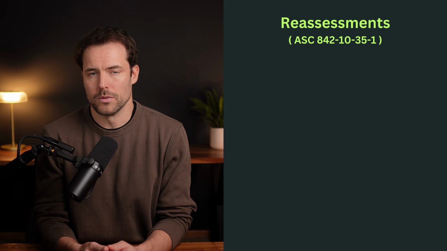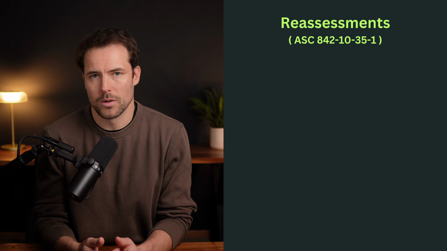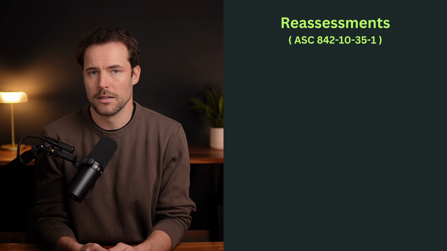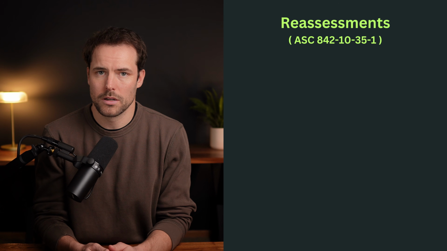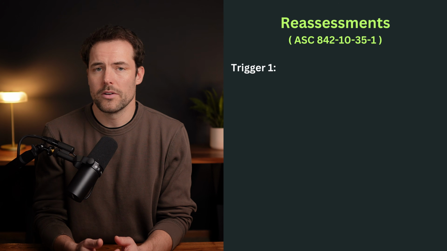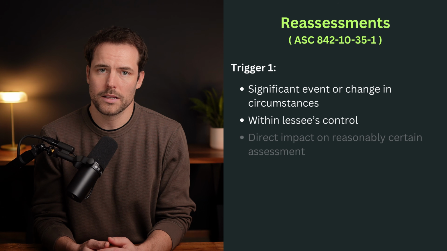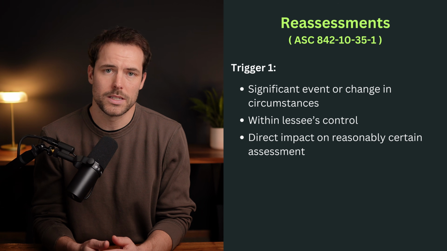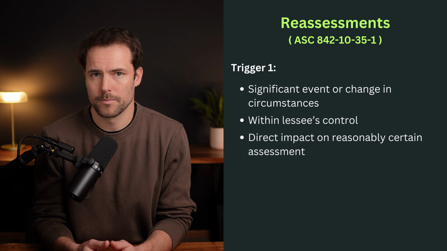Paragraph 842.10.35.1 states that a lessee shall reassess the lease term or an option to purchase the underlying asset only if, and at the point in time that, one of the following occurs. First, there is a significant event or a significant change in circumstances within the lessee's control that directly affects whether the lessee is reasonably certain to exercise an option to extend or terminate the lease or purchase the underlying asset.